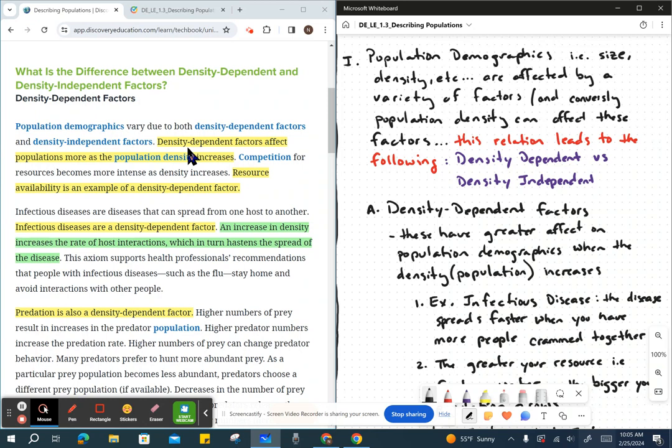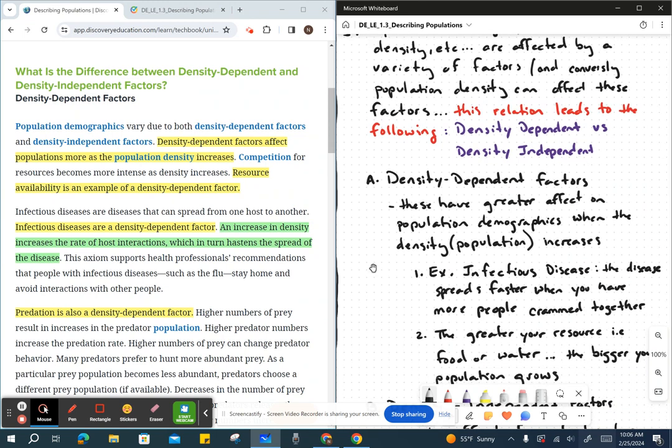Now, different factors will affect these demographics, and some of those factors are dependent on the density of your population. And some of those factors are not dependent on how dense your population is. Okay, so that's kind of what we're looking at right now. Factors that affect population. Some of them are dependent on the size of the population, and some are independent, not dependent on the size of the population. So let's jump right into the first one, density dependent factors.